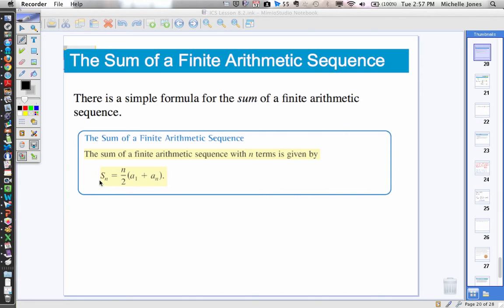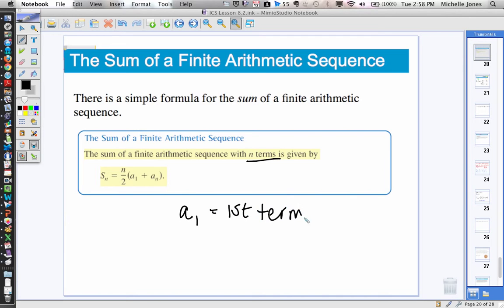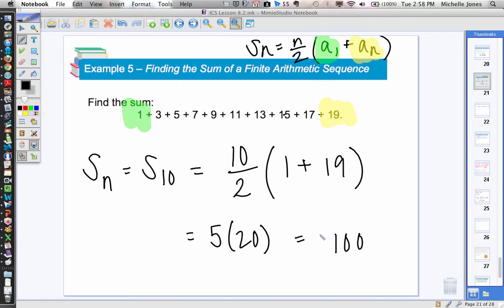S would be your sum, and n is the number of terms that sum is going to have. This is a great way to label our problems. So n is the number of terms, so if we have 50 terms, 50 is going to be your n. A sub 1, you remember, is your first term, and a sub n will be your last term. So you're going to go ahead and add the last term and the first term together and multiply by n over 2.